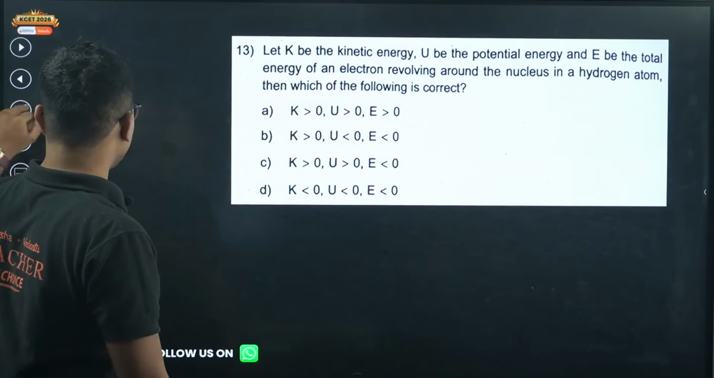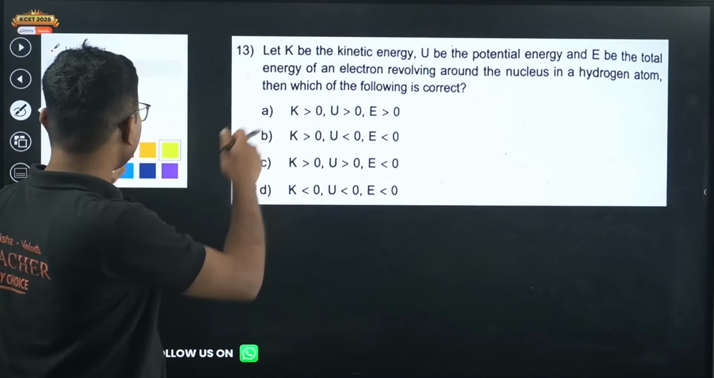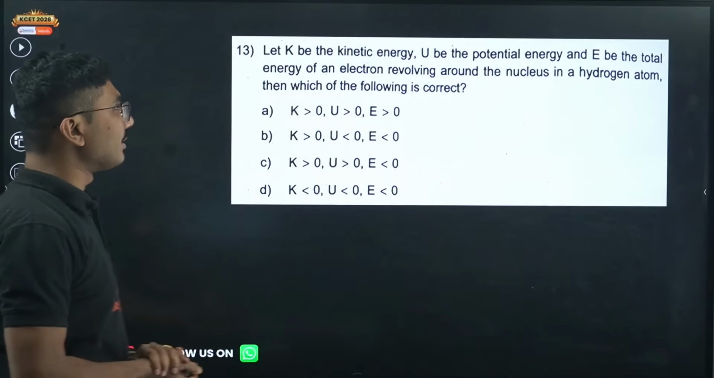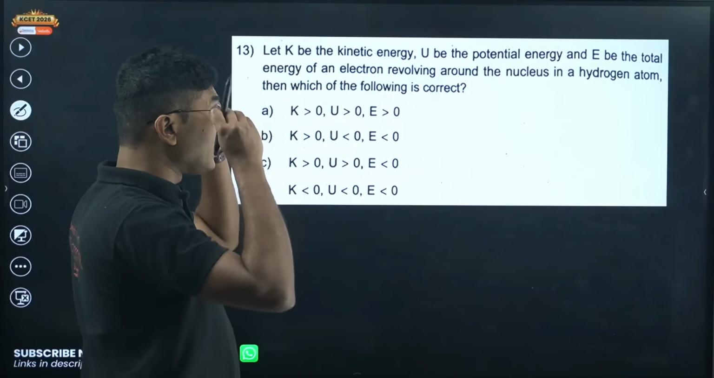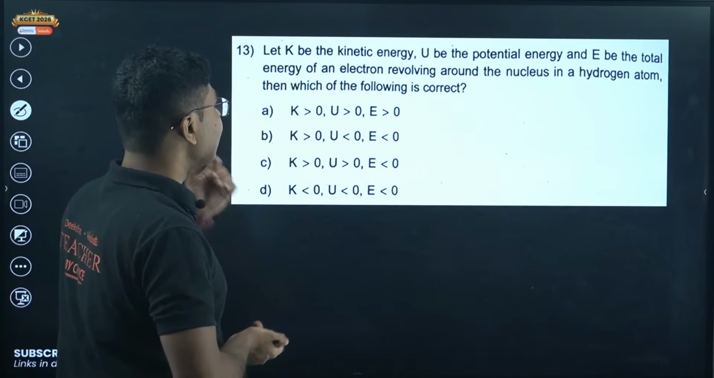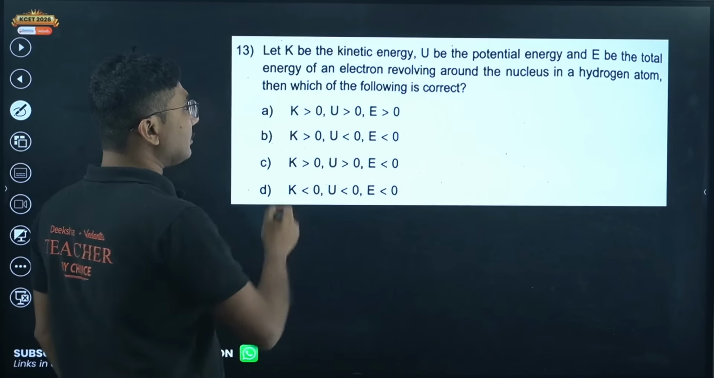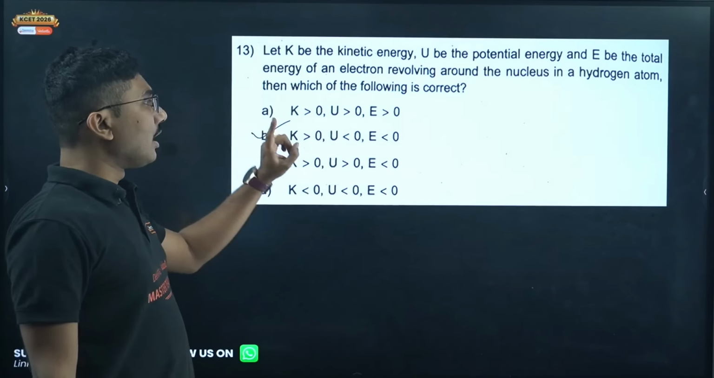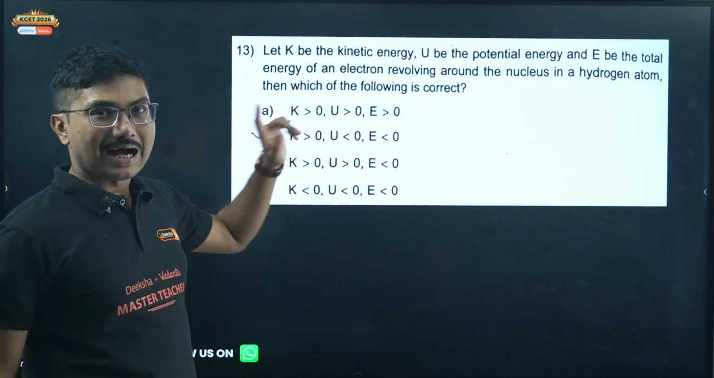This question I have not done obviously, but this question again we have done. Let K be the kinetic energy, U be the potential energy, E be the total energy of an electron revolving around the nucleus of a hydrogen atom. Then kinetic energy is greater than 0, the remaining are always negative. Kinetic energy is always positive, potential energy and total energy are negative.